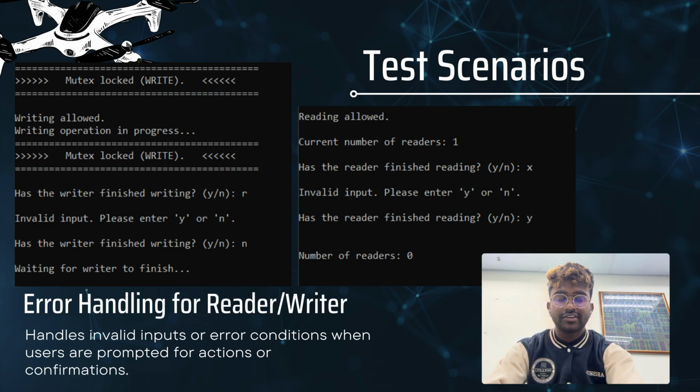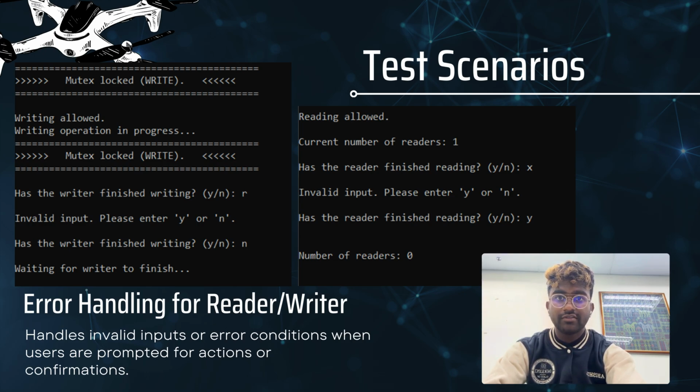We are now moving on to our final test scenario, which is error handling. This error handling handles invalid inputs and error corrections when users are prompted with an output for confirmations. For example, when users are asked to select whether they are reader, writer, or would choose to exit, they only have 3 options, which is a lowercase w, a lowercase r, and a lowercase e. Any other inputs besides these 3 would result in invalid input, and users would have to re-enter either lowercase w, lowercase r, or lowercase e.